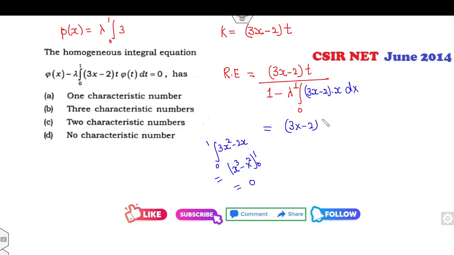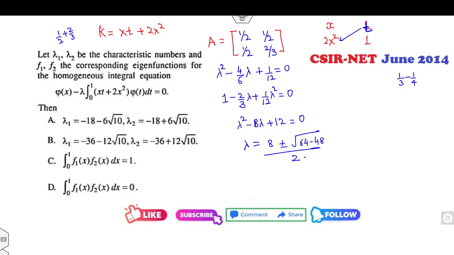So the resolvent kernel will be 3x minus 2 into t divided by 1. Sorry, this is 1 over 3.